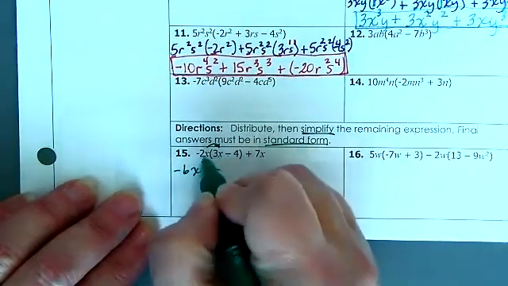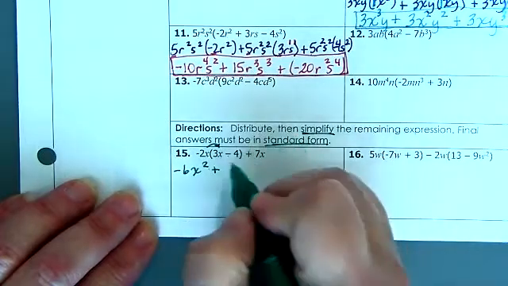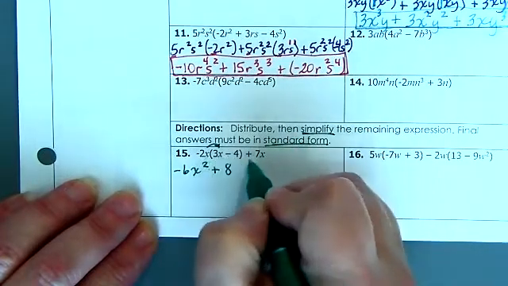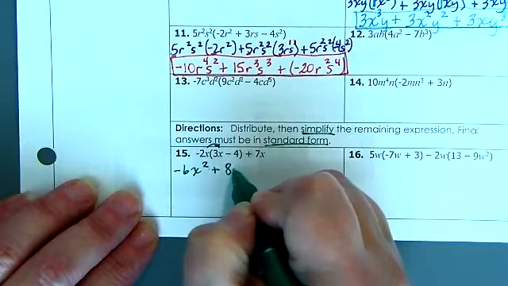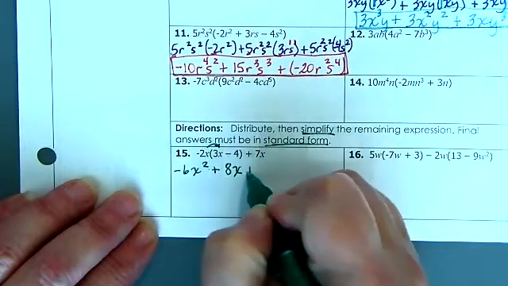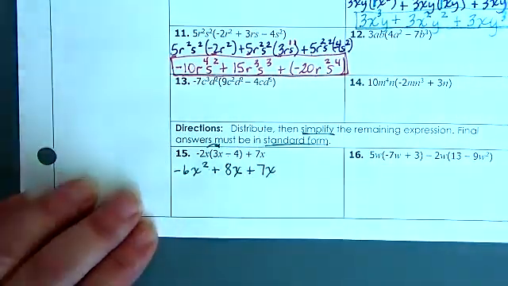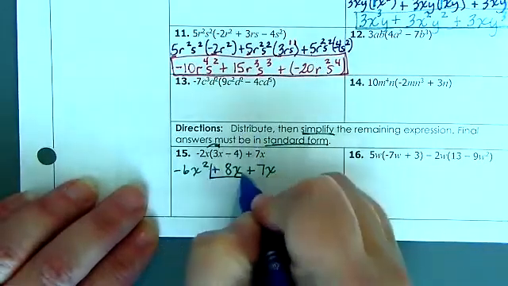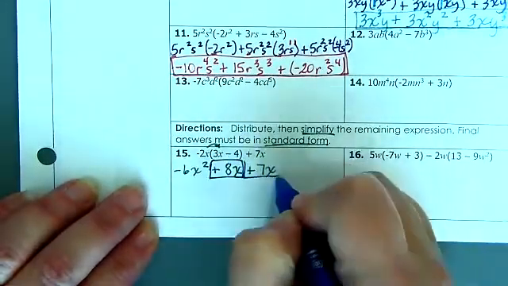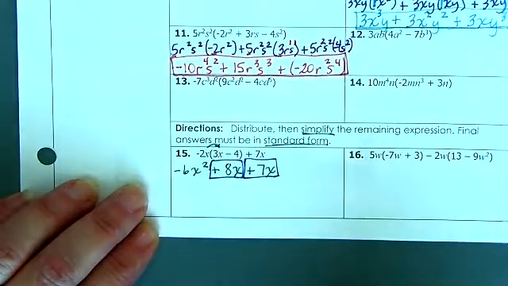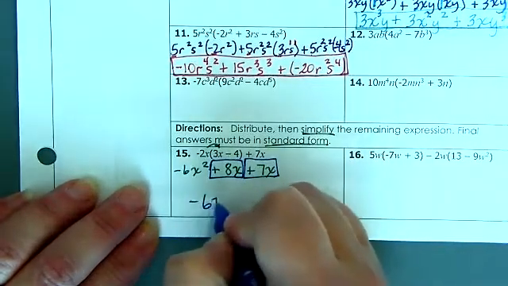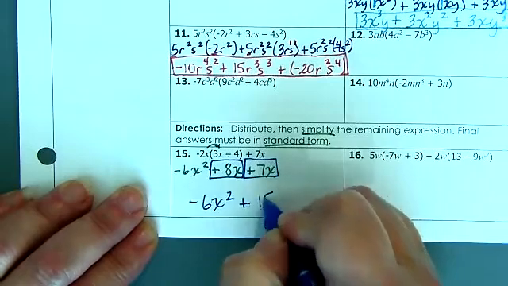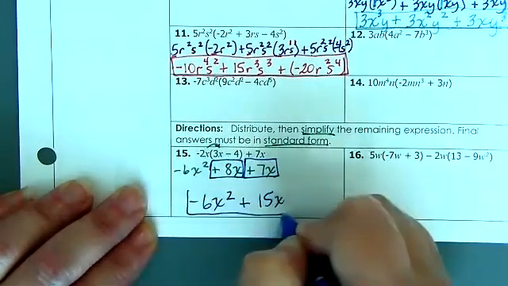So we have a negative 2x times a negative 4x. That's going to be a positive, not 4x, but negative 2x times negative 4. So that's going to be a positive 8x plus 7x, which now I combine my like terms, which is the 8x and the 7x. So we have negative 6x squared plus 15x as my final answer.